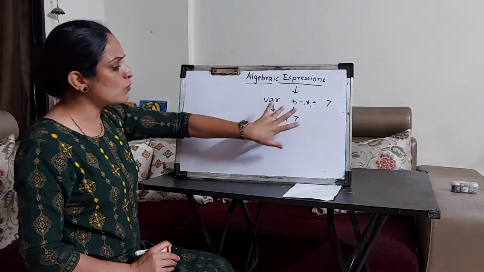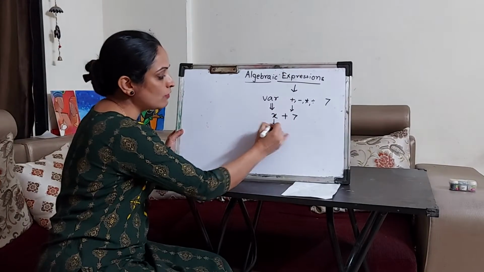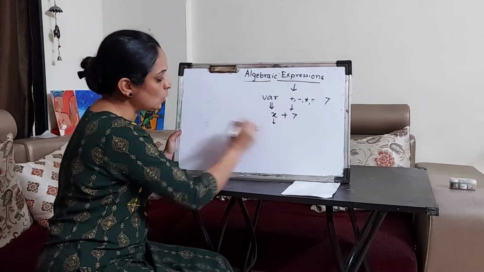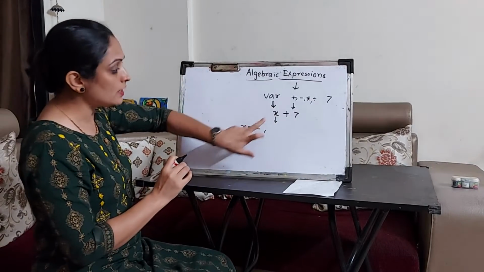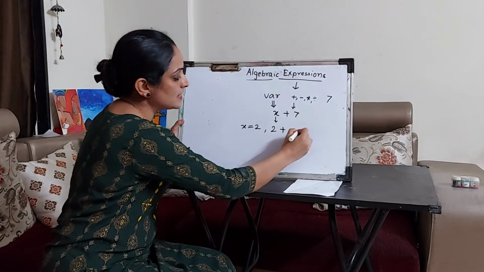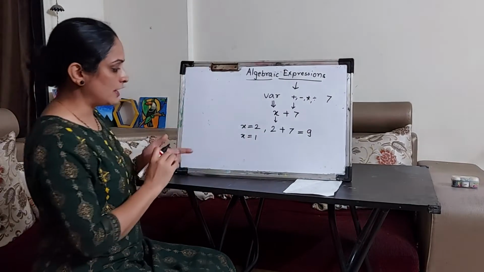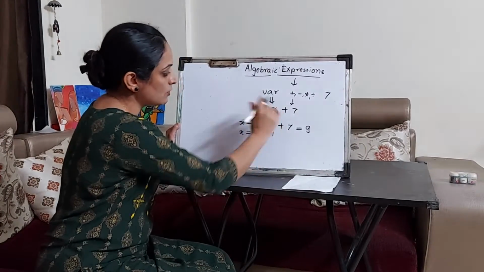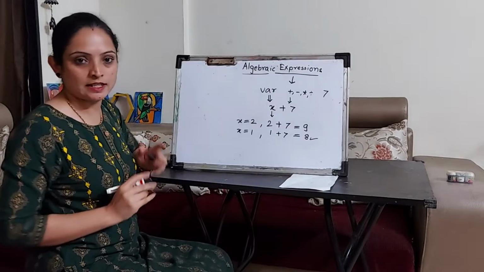So the question arises, what is the value of this expression? The value of this expression depends on the value of the variable. Suppose I want to take the value of the variable as 2. Then what could be the value of that expression? Here we have to put 2 instead of that variable, that means x. So I am writing 2 plus 7 is equal to 9. Suppose if you want to put the value of the variable as 1, then I put 1 instead of x. So my value of expression is 8 in this case.